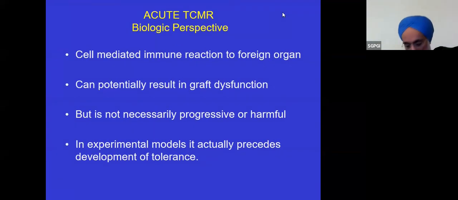Let us now start talking about acute T-cell mediated rejection. It may be defined as a cell-mediated immune reaction to a foreign organ, but it's not always progressive or harmful. There's subclinical rejection, and then there's low-grade smoldering rejection. You have to remember that. And in some experimental models, rejection actually precedes the development of tolerance. So it's a dynamic process.